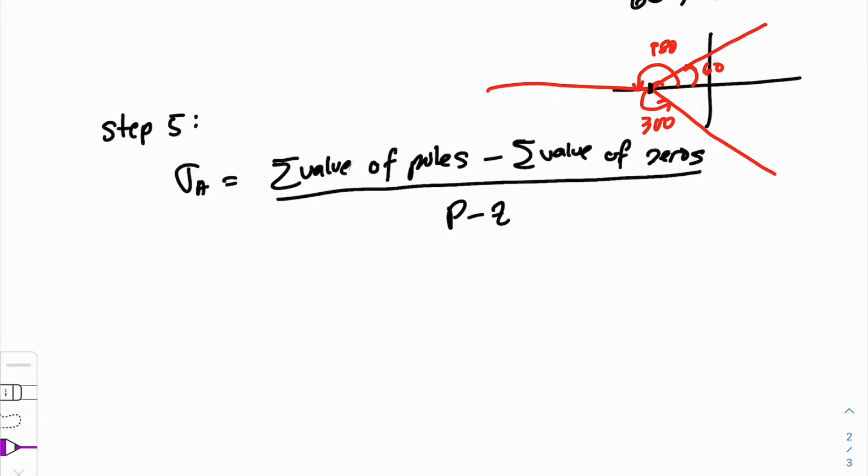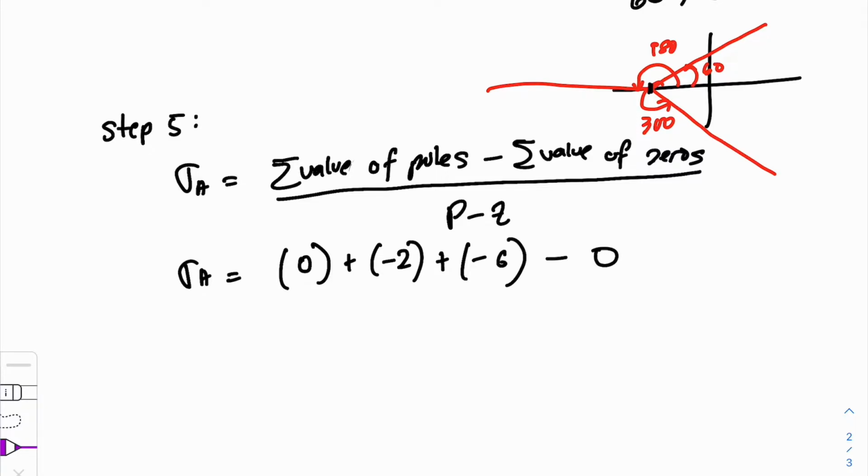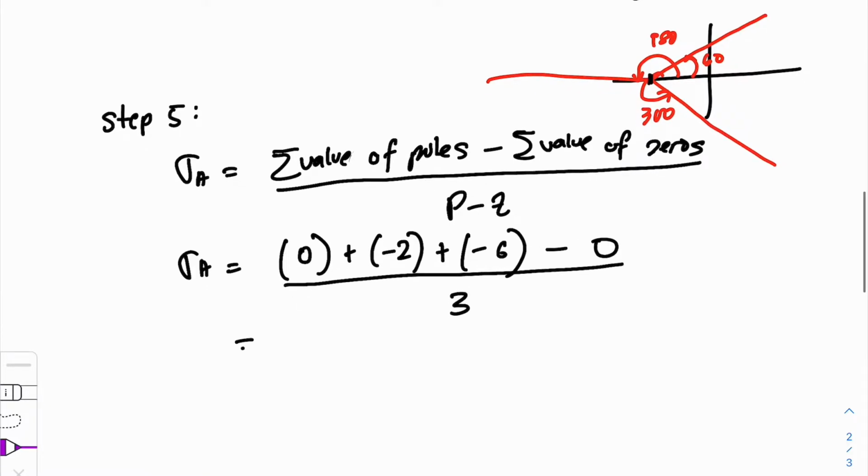So that will be 0 plus negative 2, plus negative 6, divided by 3. There's no value of zero, so that is why I put 0 there. You don't even have to put it there, if you know already that it will be 0. Divided by 3, that will give us negative 8 over 3, which is equivalent to minus 2.66.